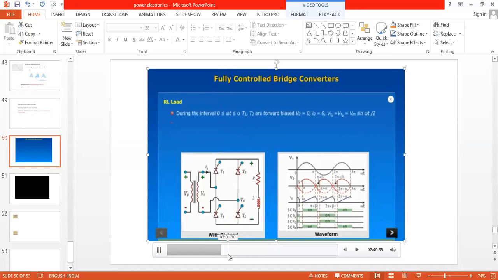If any student is having a doubt, I'll repeat once again. Only three conditions: at omega t equal to alpha, at omega t equal to pi, and at omega t equal to pi plus alpha. What's going to happen? We have to discuss.